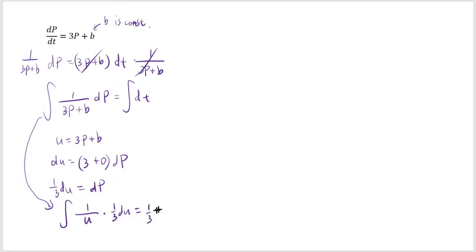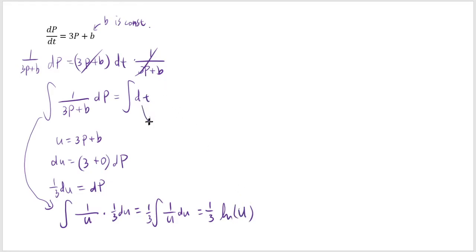1/3 is a constant multiple, we bring it outside, and 1 over u integrates to ln of u, right? Now, normally you're told to put absolute values, but when you solve differential equations, you rarely need absolute values when you do integration with ln. In fact, I can't think of one example in separable equations where you require absolute values, so just write it like this when you solve. If you're solving definite integrals, you always need the absolute value, but here you don't use it, okay?